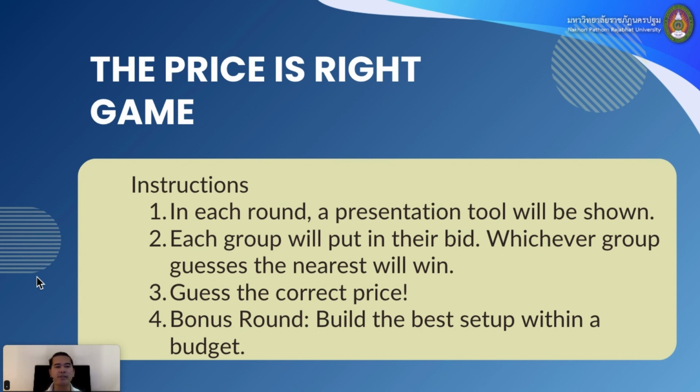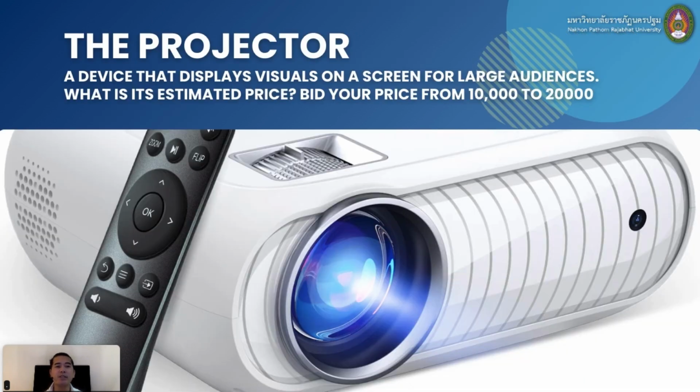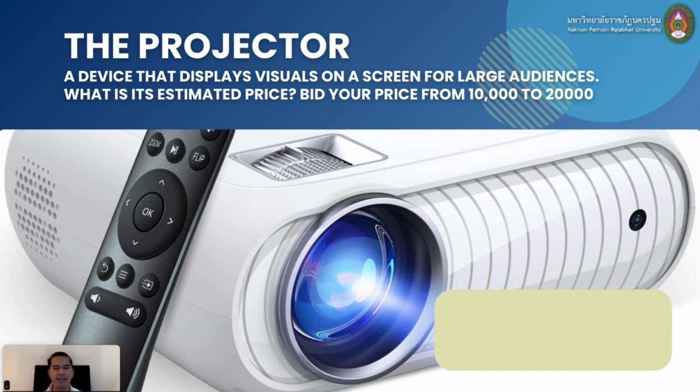All right, let's go. Let's start the game. The first item is the projector. This is a device that displays visuals on screen for large audiences. What is its estimated price? Bid your price from 10,000 to 20,000. Great. The answer for that is 20,000.